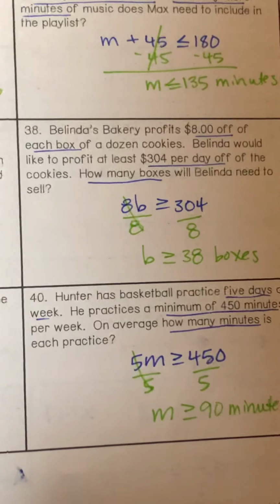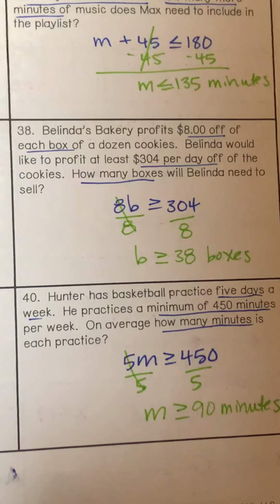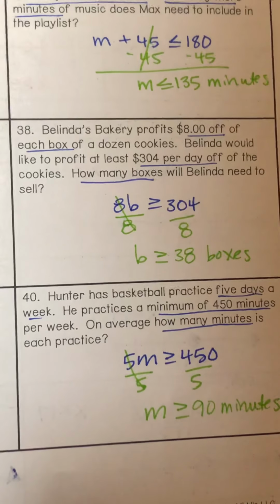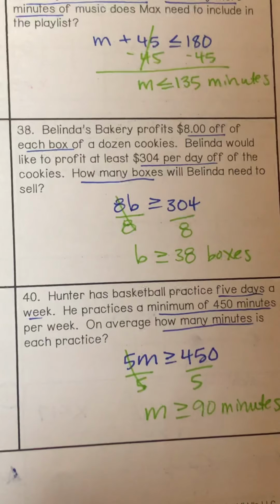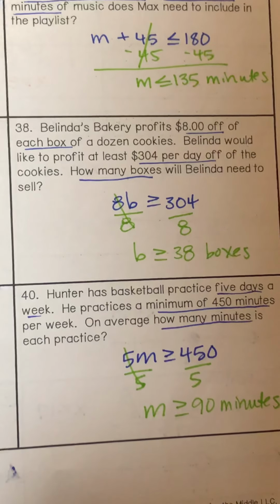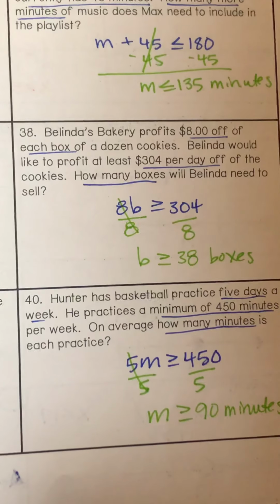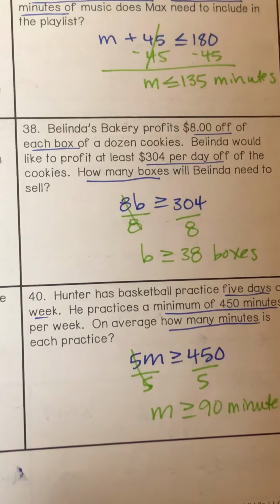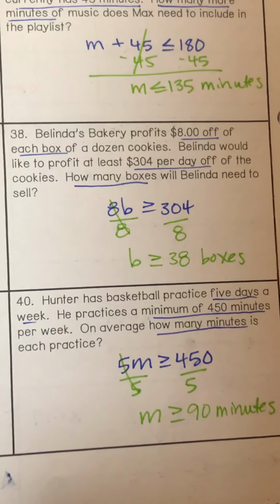38. Belinda's bakery profits $8 off of each box. That means she earns $8 profit for each box of dozen cookies. Belinda would like to profit at least $304 per day off of the cookies. That doesn't mean it's taking off. That means she's earning that much per dozen box of cookies. How many boxes will Belinda need to sell?